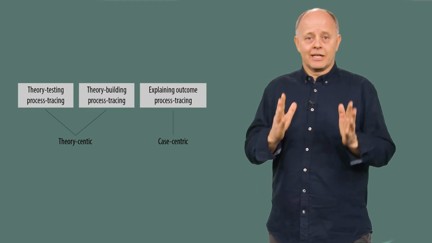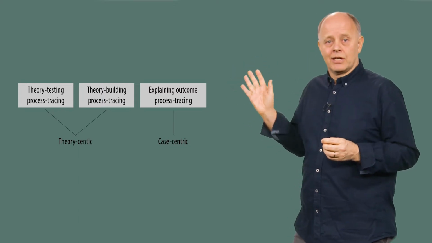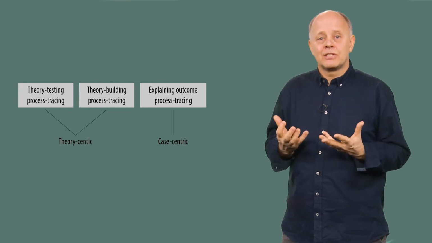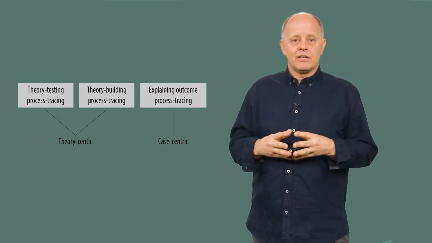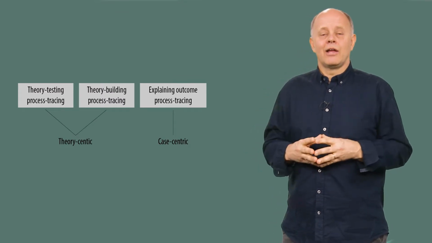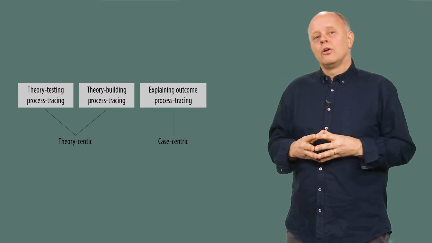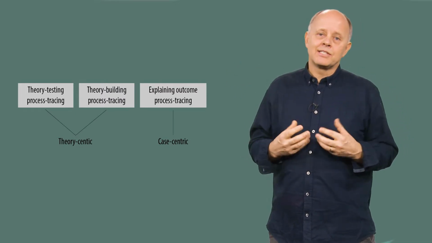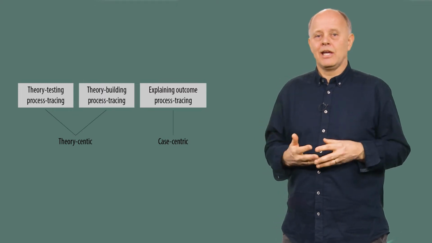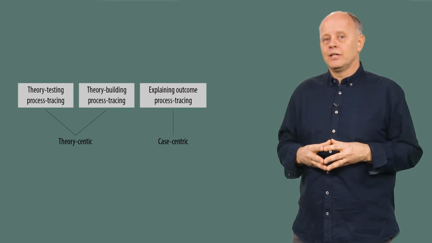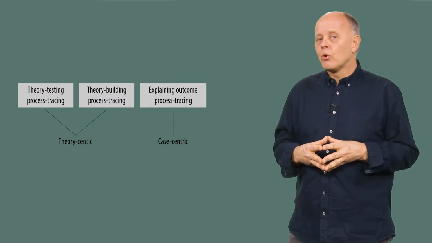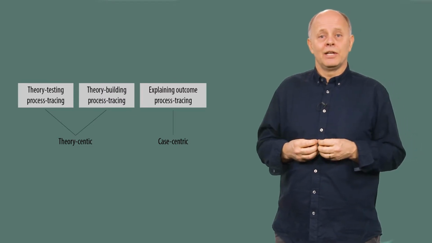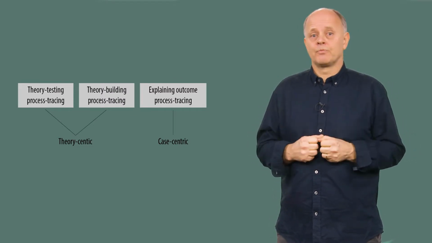But in addition, secondly, theory-building process tracing seeks to build a theoretical explanation from empirical evidence in a specific case, using the facts of the case to identify mechanisms and then construct a theory. Third, explaining outcome process tracing aims to find a convincing explanation for a puzzling outcome in a specific contextual case. This is a case-centric approach that is more in line with the ambitions of many qualitative scholars, in contrast to the theory-centric orientation of the previous two.